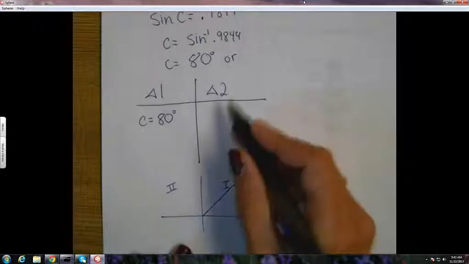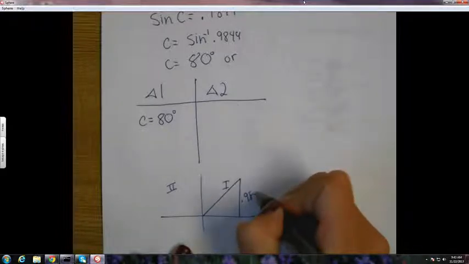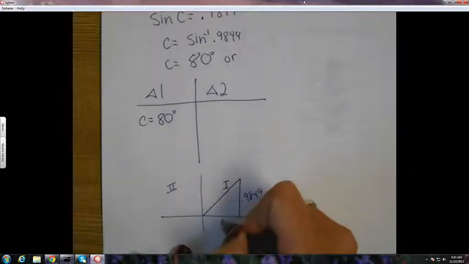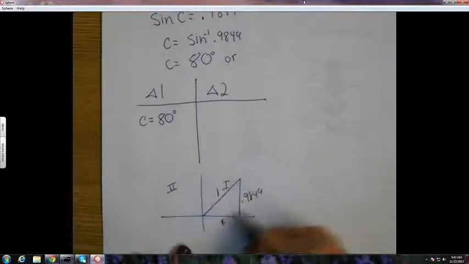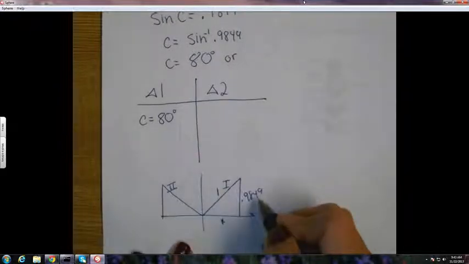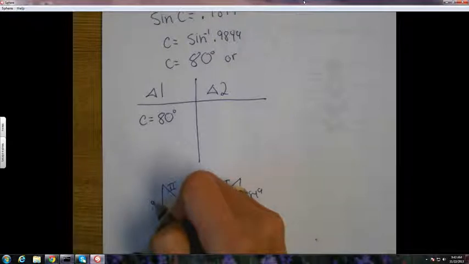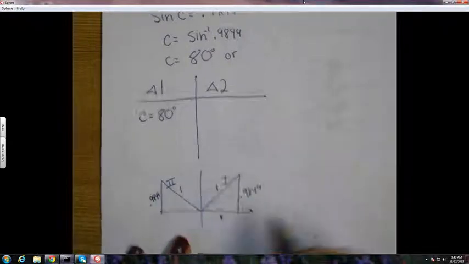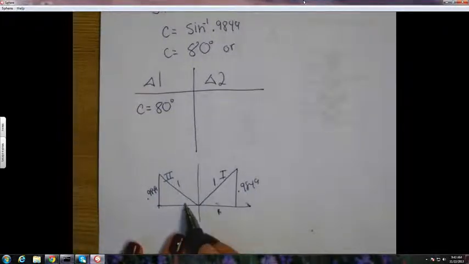The opposite is 0.9849, the hypotenuse is 1. Opposite over hypotenuse, that's sine. There's another angle over here that has that exact same ratio, 0.9849 over 1. The calculator will only give you this one. You've got to know this one exists.